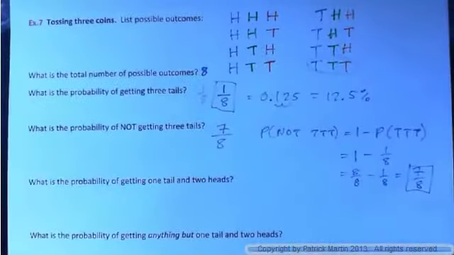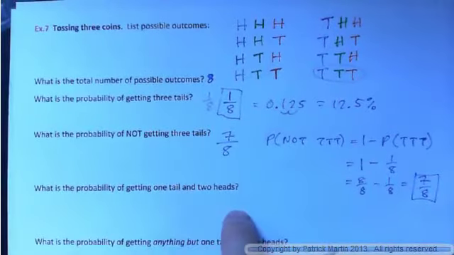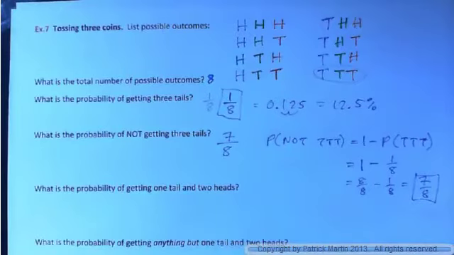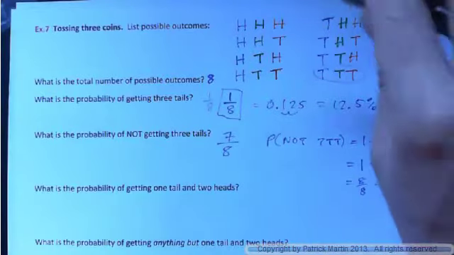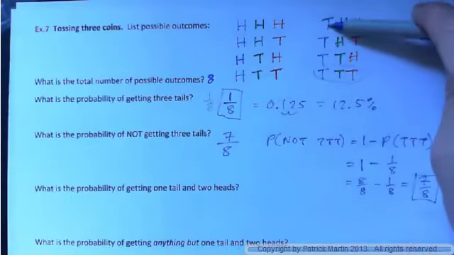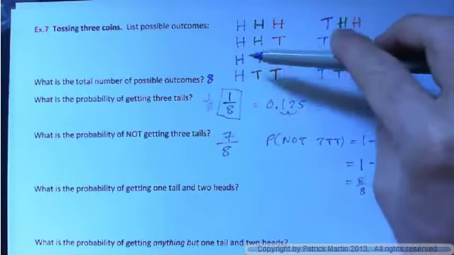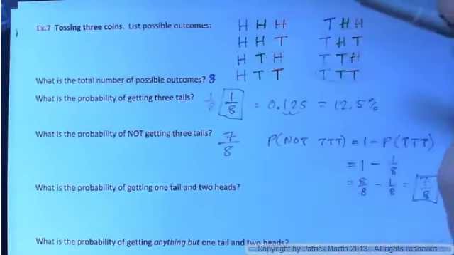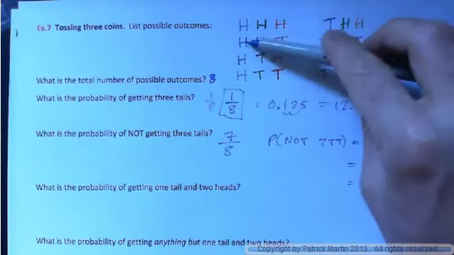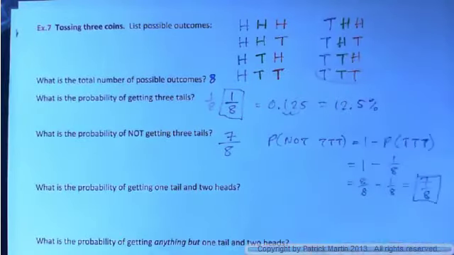So what is the probability of getting 1 tail and 2 heads? Press pause and write down the answer. Okay, I'll do it now. 1 tail and 2 heads. Here's 1 tail and 2 heads. THH. Here's 1 tail and 2 heads. HTH. And here's another one. HHT.